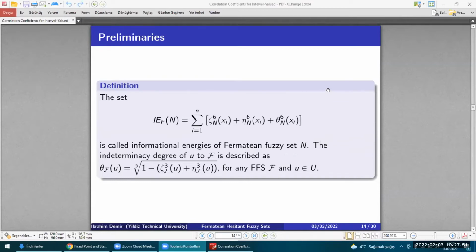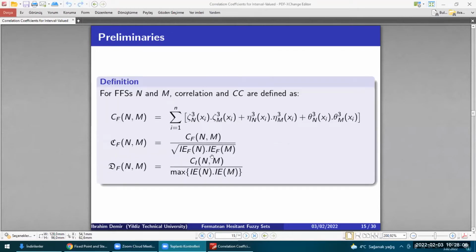The information energy of Fermatean fuzzy set N is described like this. And theta, the indeterminacy degree, is calculated like this. If N and M are Fermatean fuzzy sets, then the correlation is calculated like this, and the correlation coefficient is calculated by two methods. One is the classical correlation coefficient, for example, and the other correlation coefficient is like this.